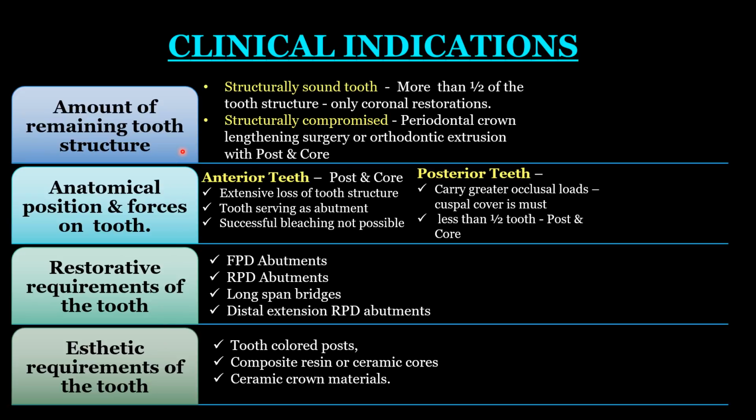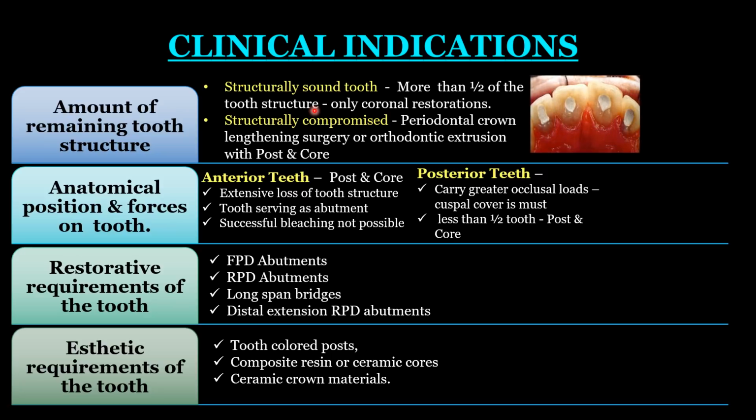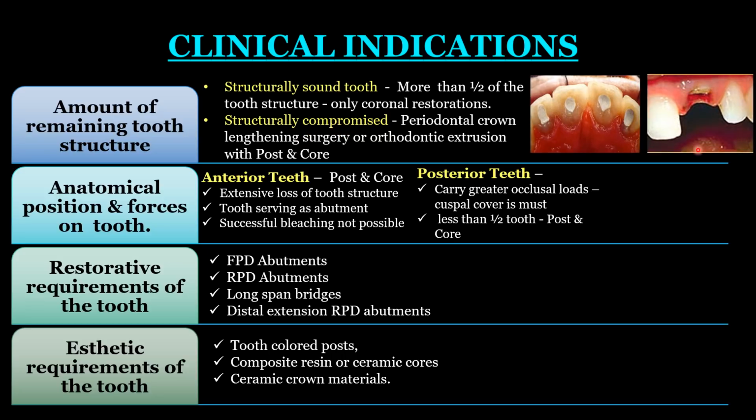Coming to the amount of remaining tooth structure. The tooth is considered structurally sound if more than half of the tooth structure is present, and in these cases only the coronal restorations are sufficient. No need for post and core. Now the structurally compromised teeth. If the tooth is structurally compromised, such teeth are more prone to root fracture, endodontic failure, and dislodgement of the core due to the insufficient coronal structure.